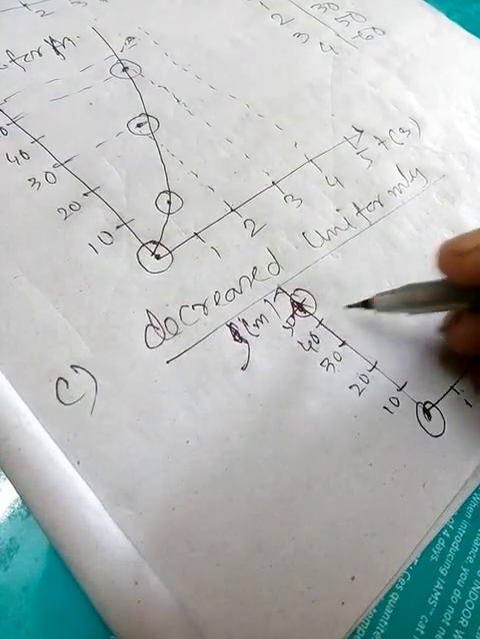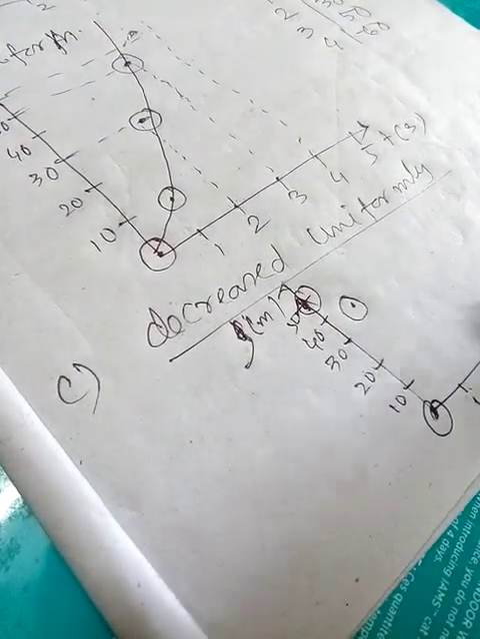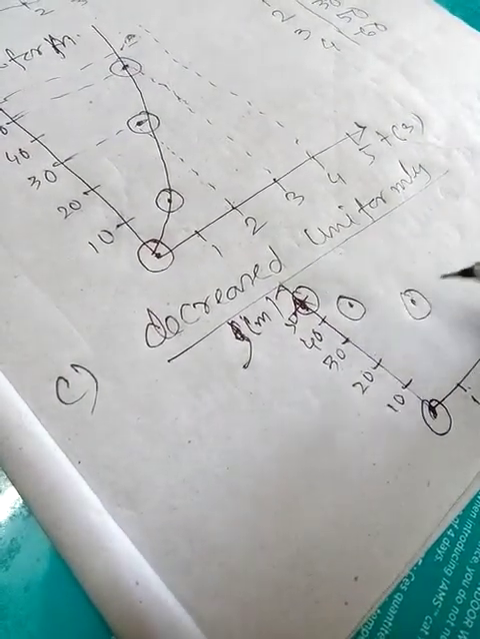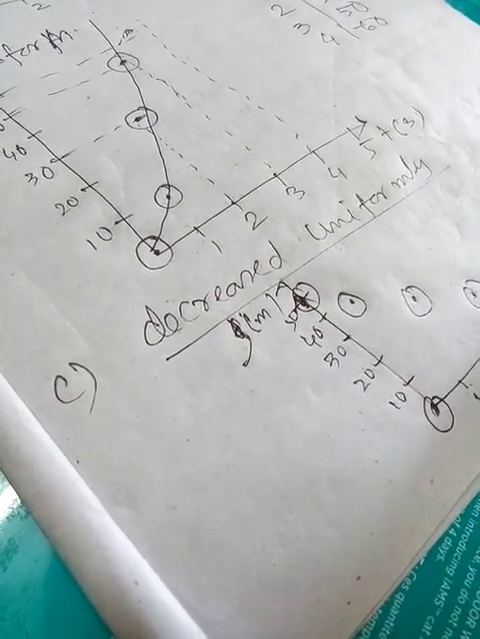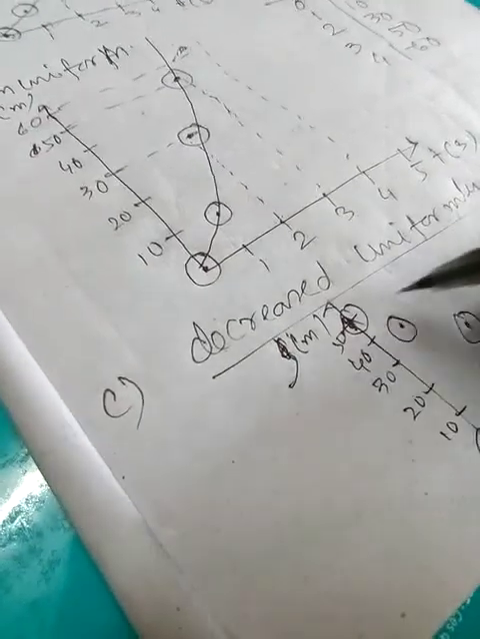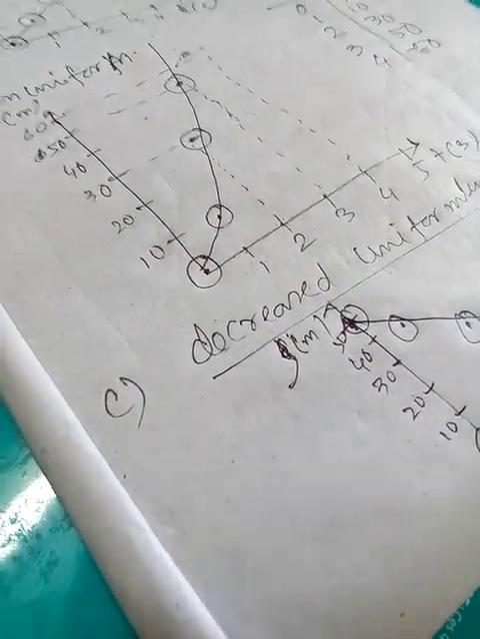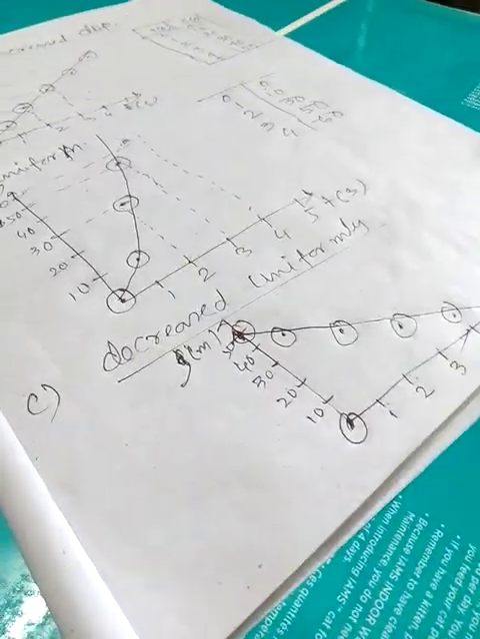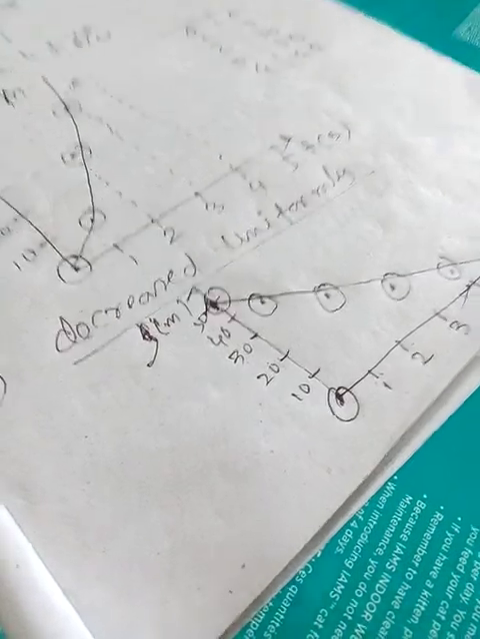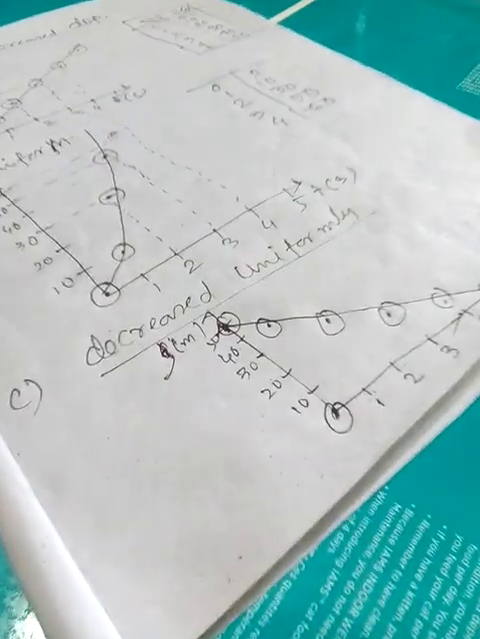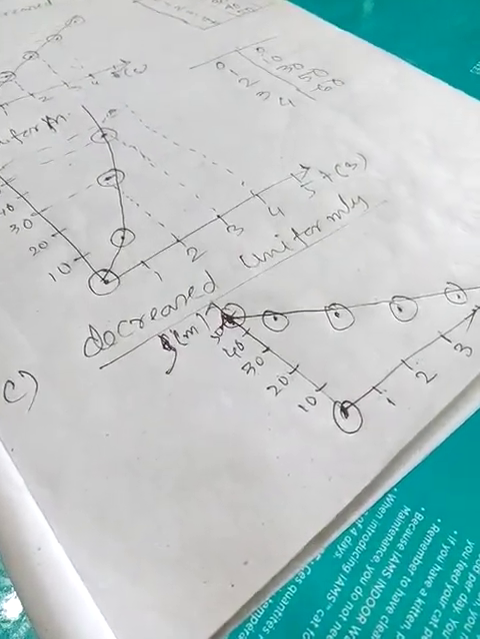Now in 1 second assume it is 40. In 2 seconds assume it is 30. See, it is uniformly decreased. In 3 it is 20, in 4 it is 10, and in 5 it is 0. So then the graph will look like this. Here also it is a straight line, but it is coming downward. It is uniformly decreased up to 0. Okay, so this is a displacement-time graph where we have shown the displacement decreased uniformly.